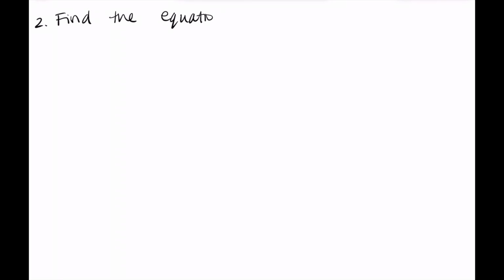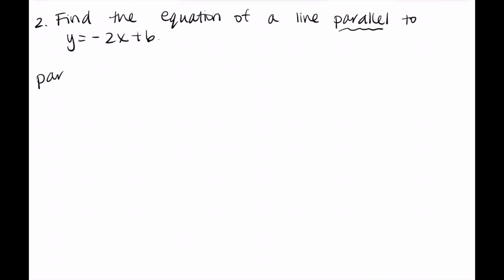So for our second practice question, it says to find the equation of a line parallel to y equals negative 2x plus 6. So we're not given a point here, so we're not going to go through and actually solve for the equation. We're just going to list a few examples of equations that would be parallel to this line.